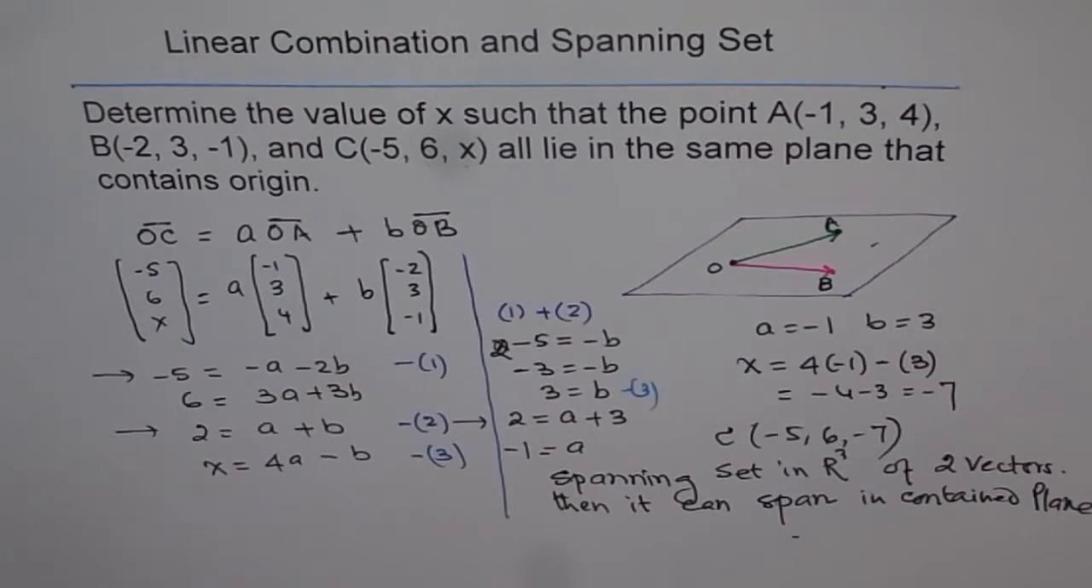So in a way, if you have to prove that three points are on the same plane, and you have another point, like the origin was given to us, then we can use linear combination and prove that all the points are in the same plane. That is an interesting approach, rather an interesting application of linear combination and spanning sets.